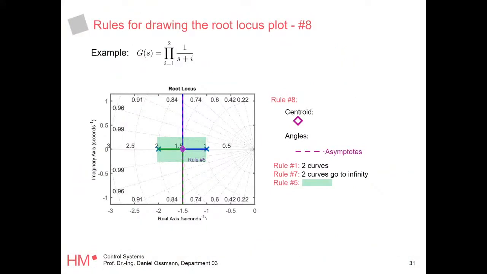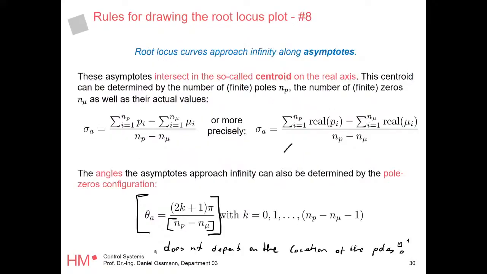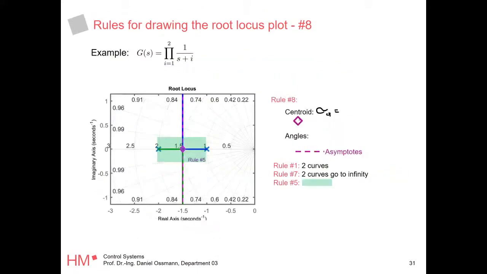Okay, so we have a PD2 system, and it's actually still rule number 8. Okay, let's do it. Rule number 8, the centroid, this equation here, says we need to add up the real parts of the poles and subtract the real parts of the zeros. So this system here, I write it out once, it's basically s plus 1 times s plus 2.